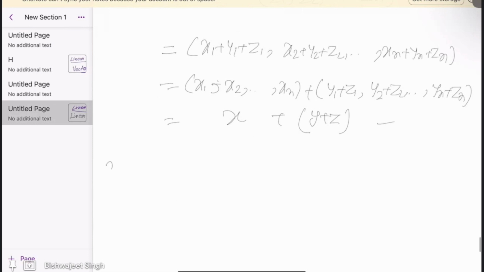Now for the third one, that it must have an identity. What is the identity element of Rn? Can anyone tell me what is the identity element of Rn?